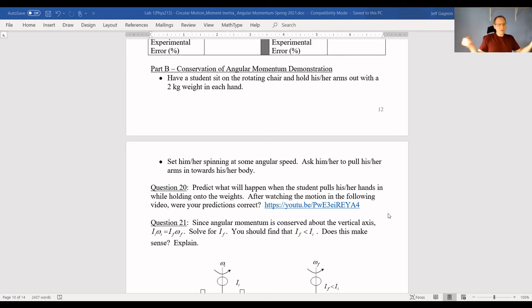And then you pull your hands in. So you pull those weights in towards the center of your body. What do you think is going to happen? Do you think you will spin faster, spin slower, or stay the same? Okay, so predict what you think will happen in that situation, and then watch the video.